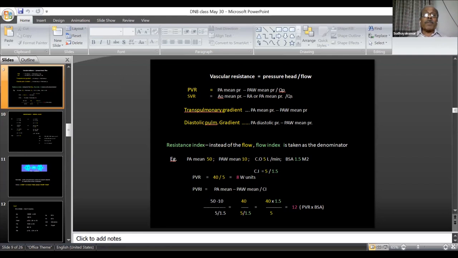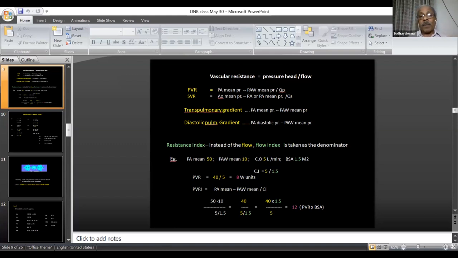Now, when we talk about the pulmonary vascular resistance index, which is important in the pediatric population, instead of this QP or the cardiac output, you use the cardiac index. Cardiac index is 5 by 1.5. So 50 minus 10 divided by 5 by 1.5. This is the cardiac index, and in arithmetic, this will go as the numerator. That is how you get the index, as the resistance into body surface area.